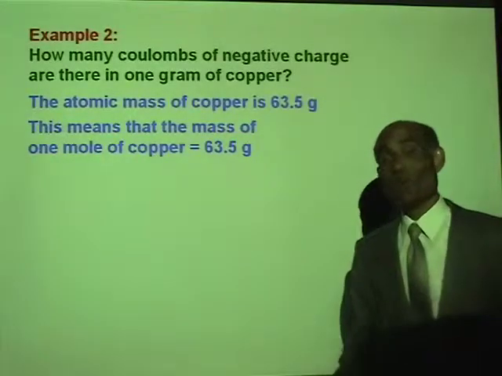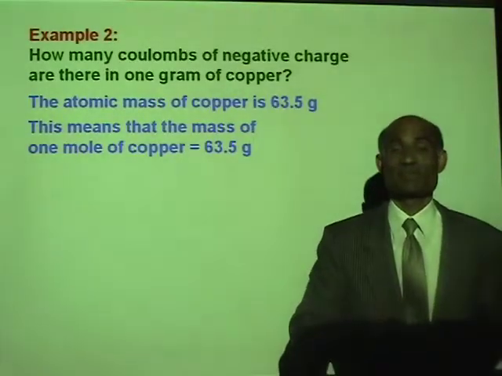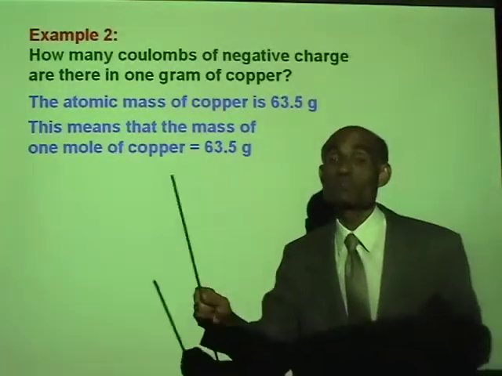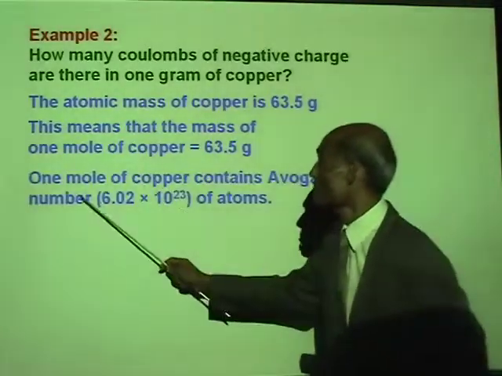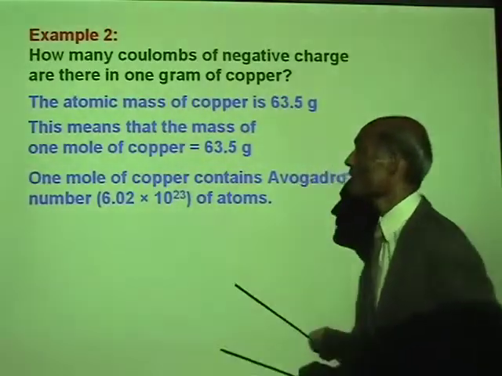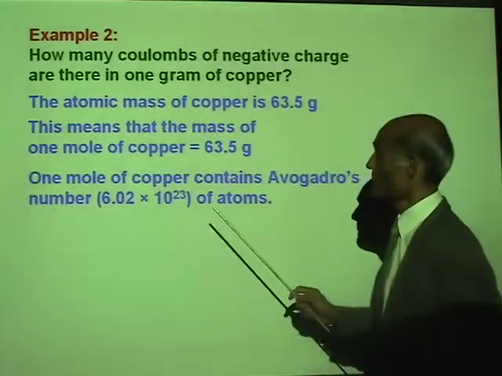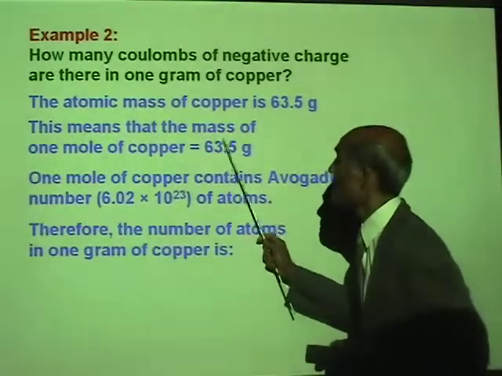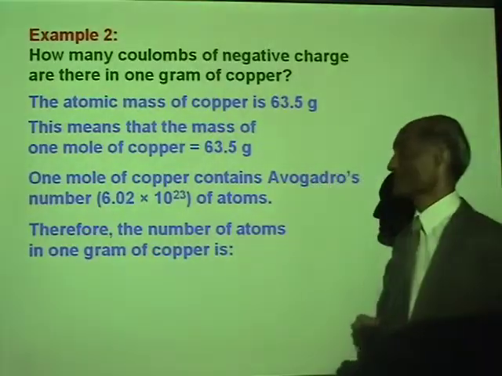Now tell me, 1 mole of copper will contain how many atoms of copper? If you remember the mole concept, 1 mole of any substance will contain Avogadro number of atoms. So 1 mole of copper contains the Avogadro number, that is 6.02 times 10 to the 23 atoms. So 63.5 grams of copper will contain this many atoms.